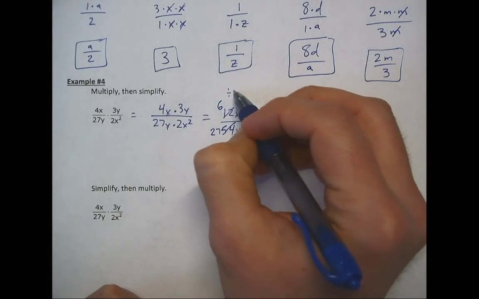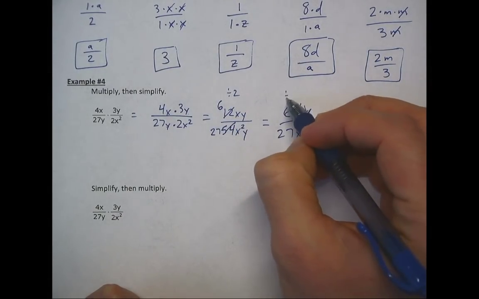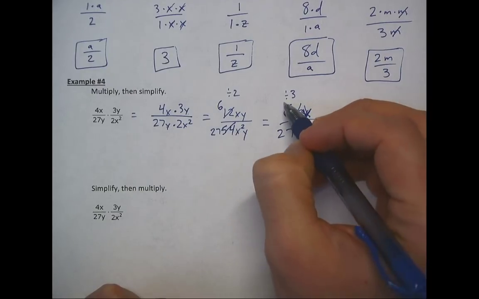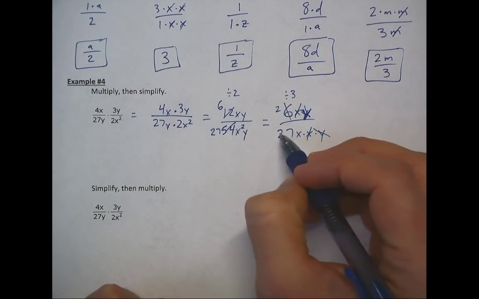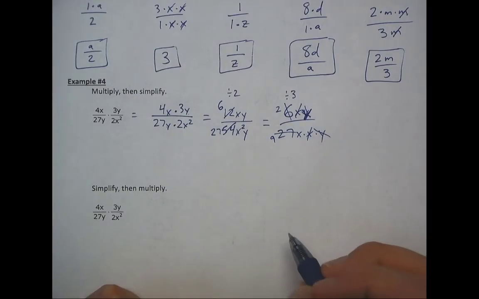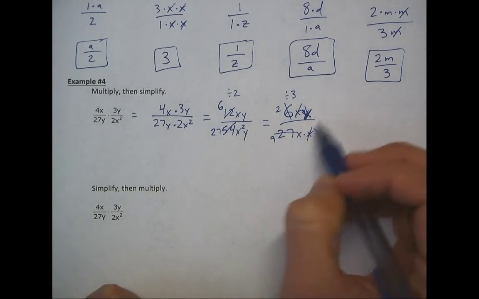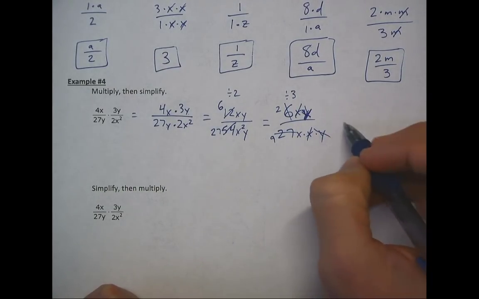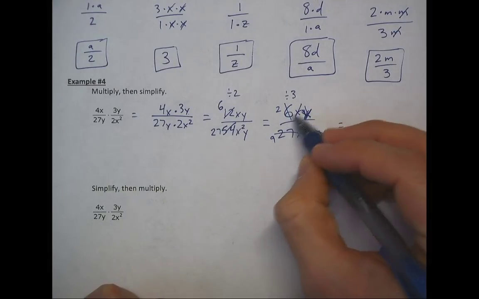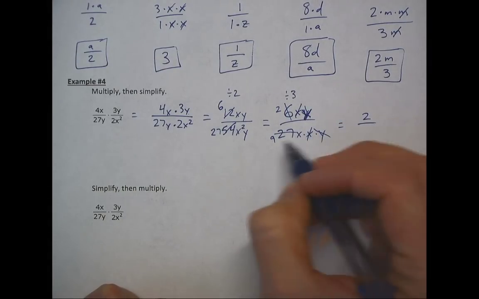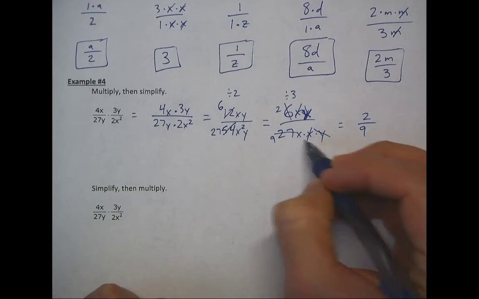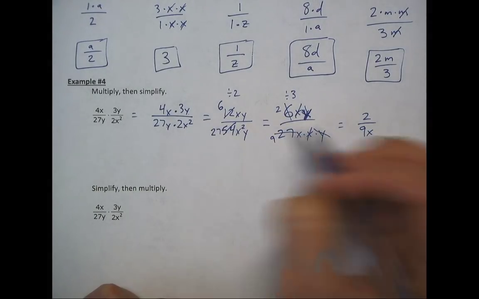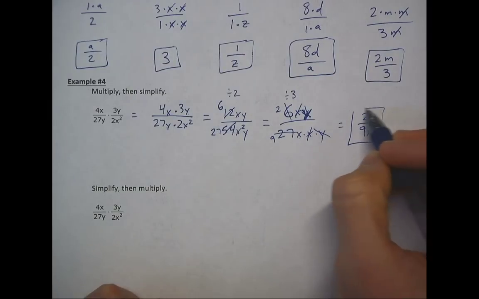So let's write what we did here. We divided by 2. So here we're going to divide by 3. So 3 goes into 6 2 times. 3 goes into 27 9 times. So now we've kind of made a mess here. What's left over? We've got just a 2. Everything else has gone away on top. We've got a 9 on the bottom, and we still have one of these x's from the x squared left over. So here's my final answer.